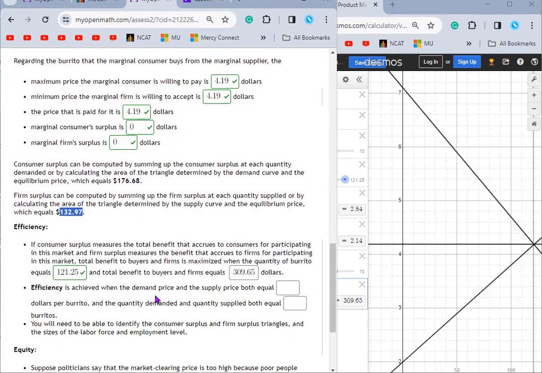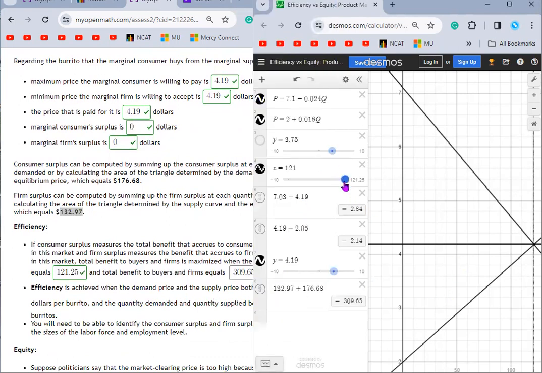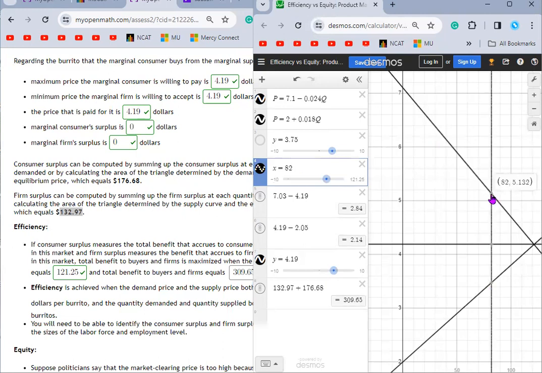Efficiency is achieved when the demand price and the supply price both equal what? Well, at a lower quantity, when total surplus is not maximized, we have a trapezoid here and a lower trapezoid here. At a lower quantity, the price on the demand curve and the price on the supply curve are not equal, right? As we increase the quantity, this price and this price get closer and closer to each other, right?